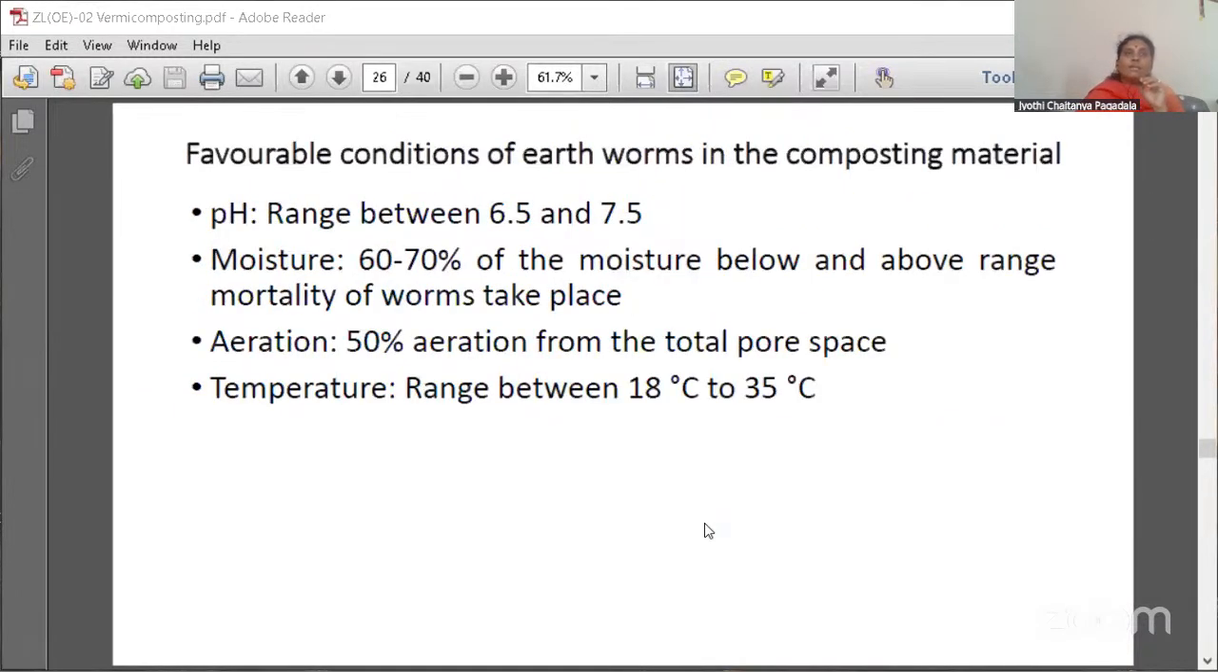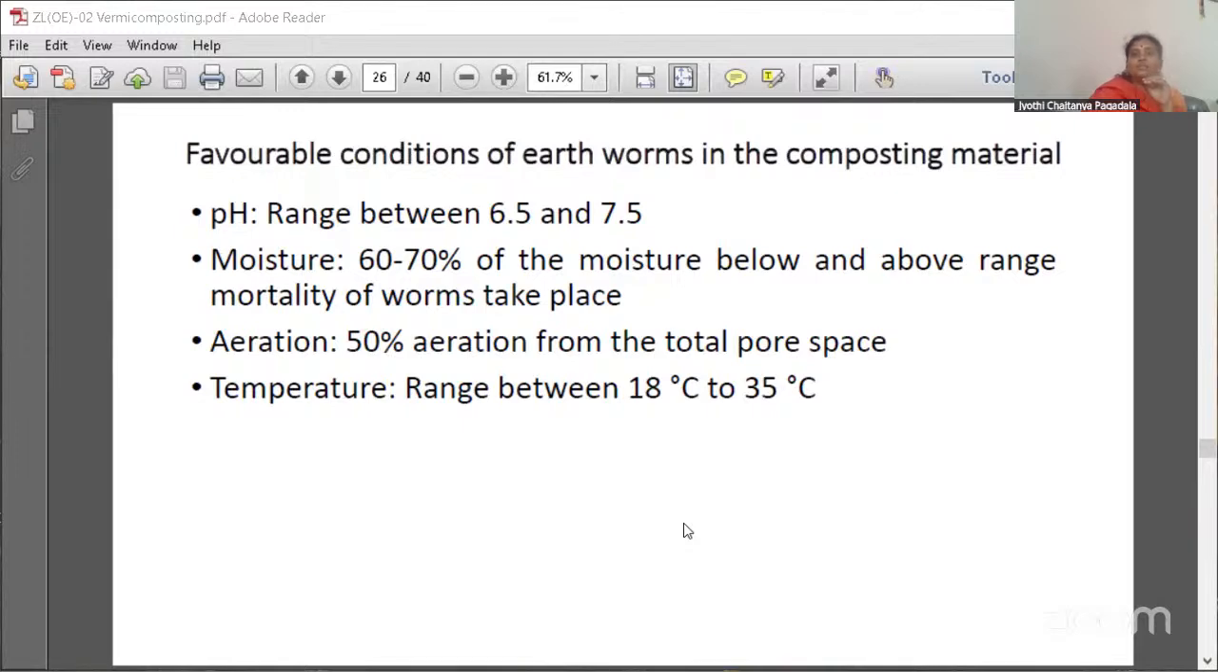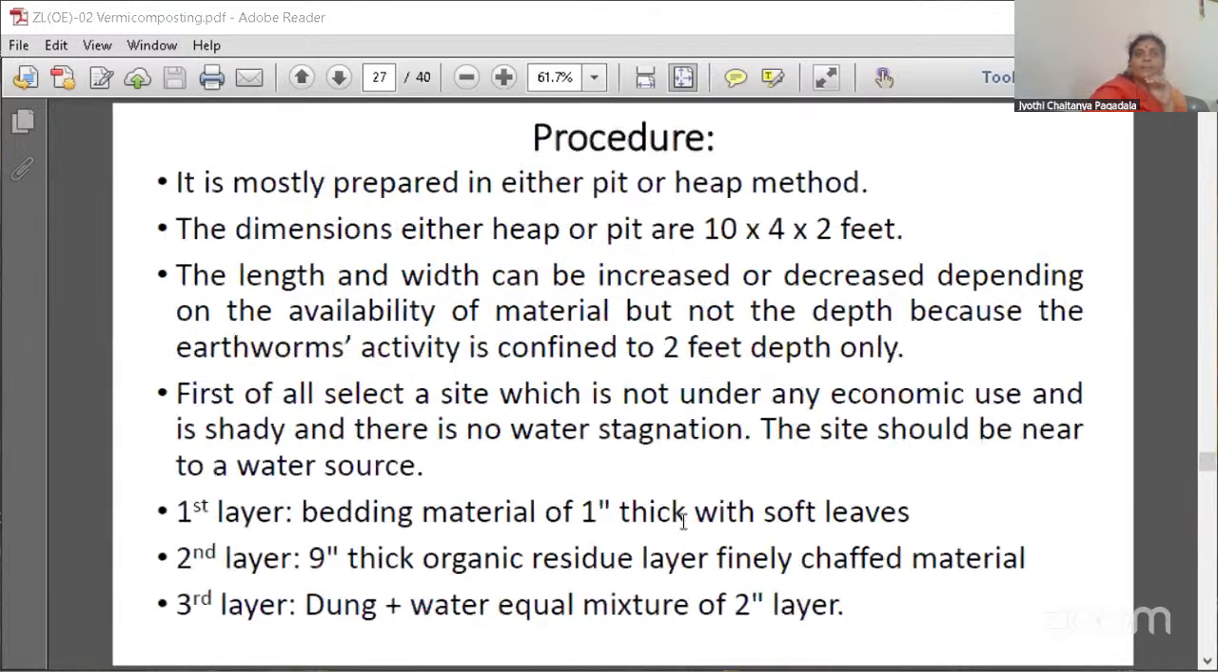And what are the favorable conditions? First we have to see the favorable conditions of the earthworm in composting material. That is, pH should be around 6.5 to 7.5, and moisture should be 60 to 70 percent, and below and above this range, mortality of the worms takes place. Aeration should be there, around 50% of the total pore space, and temperature should be maintained at 18 to 35 degrees centigrade.